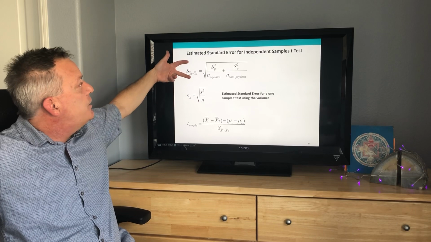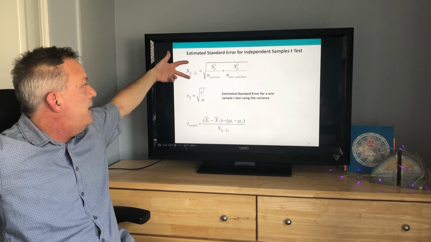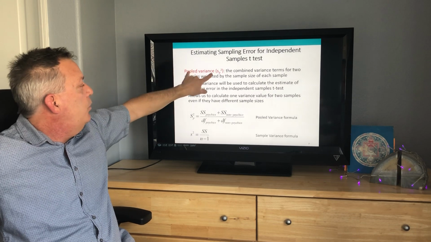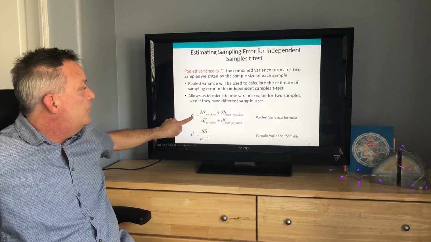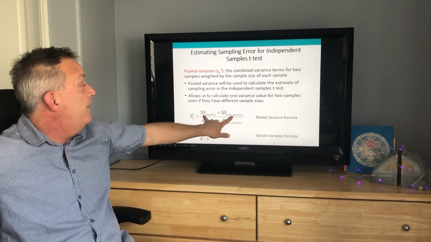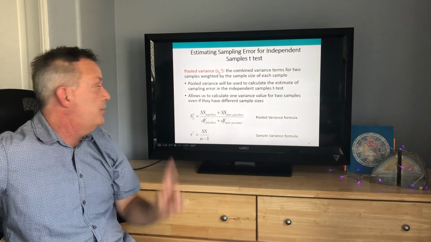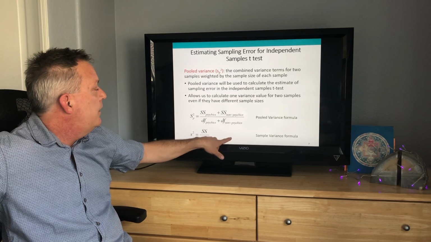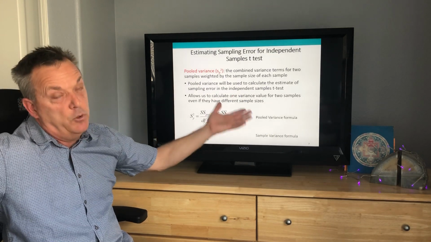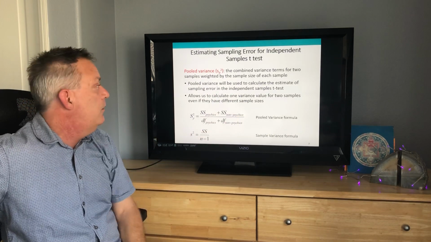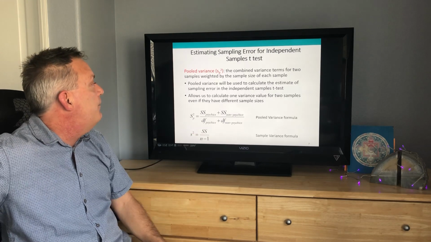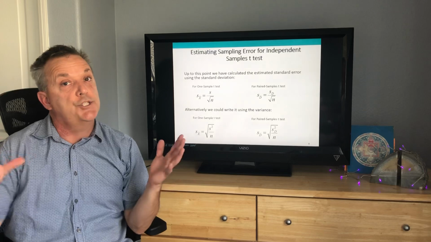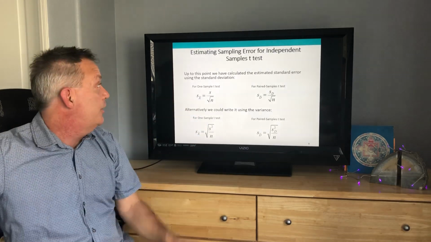And so the estimated standard error for an independent samples t-test is essentially the pooled variance term. We find that using the sum of squares, so sum of squares is really important. We need to know the sum of squares, and degrees of freedom, of course, which is n minus 1. And then we need to know the sample means to compare them. Once you know that, it's just a matter of plugging them into the formula, which I'm going to go over in a second.